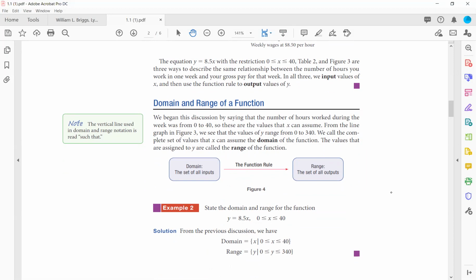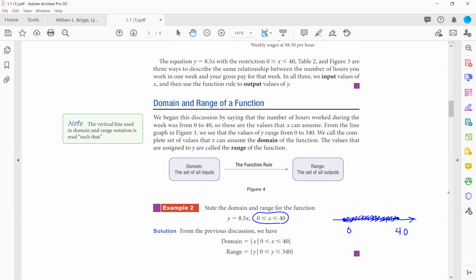For this linear function, y is equal to 8.5 times x, you're lucky in this case. In this example, the domain is actually given. It says, hey, the input values must be in between 0 and 40 inclusive. So the domain of the function can be any value between 0 and 40. Any number in between is acceptable.